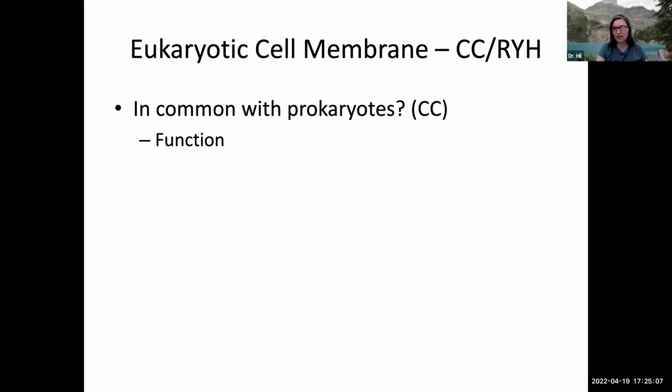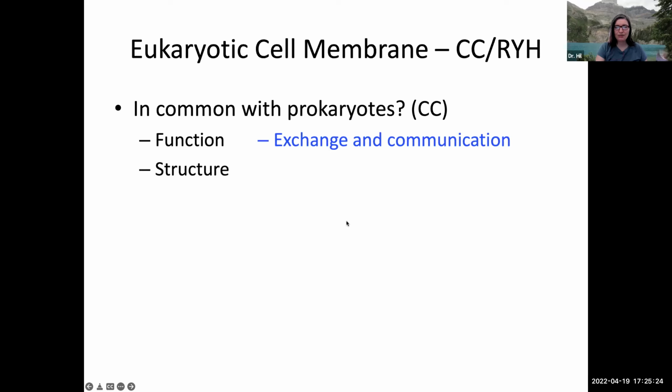The membranes behave like membranes. They have selective permeability. They allow the exchange of nutrients and waste. Therefore, they get information, communication, right? So that's in common. Now, structurally, there's also commonalities. What is the structure of the eukaryotic cell membrane that's similar to the prokaryotic cell membrane?